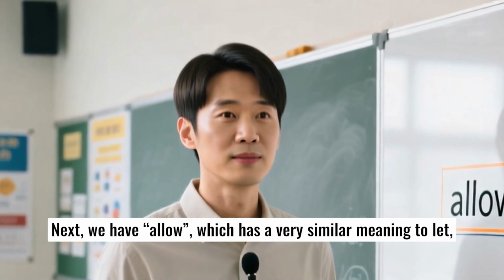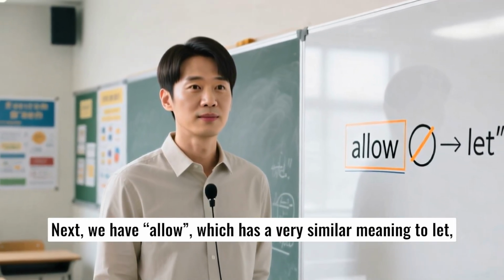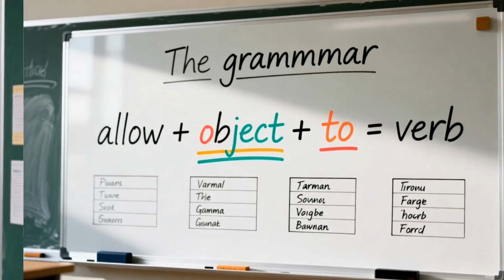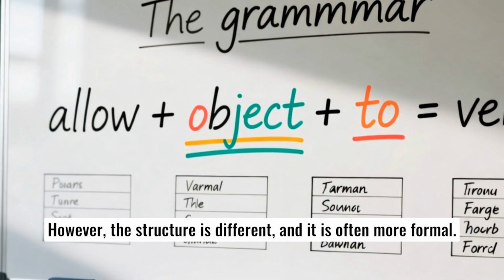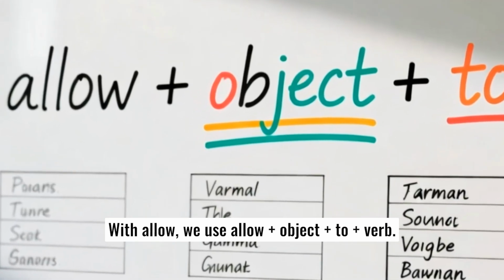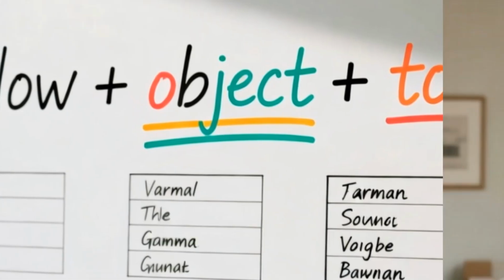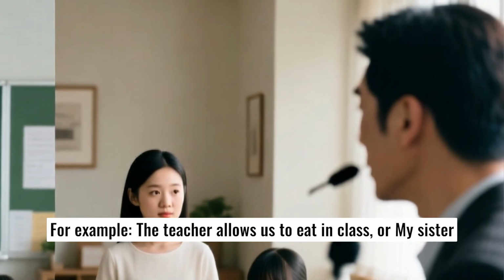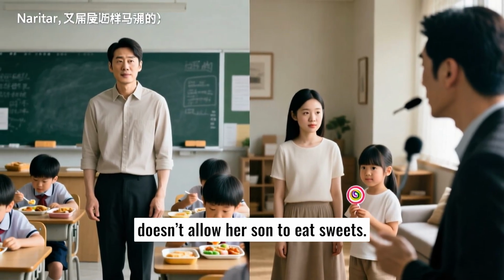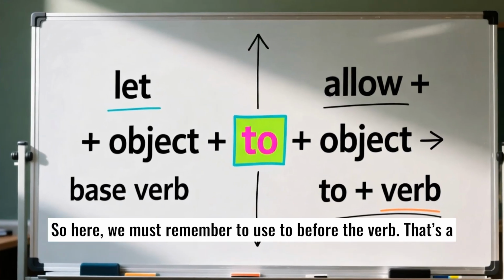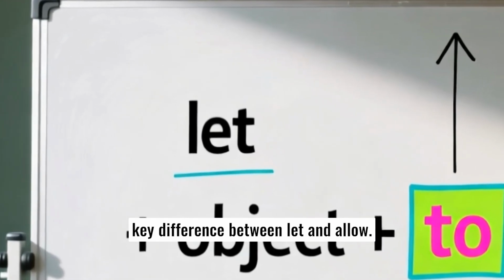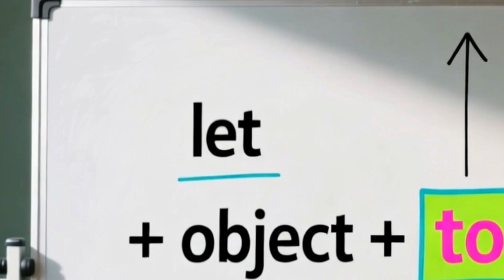Next, we have allow, which has a very similar meaning to let because it is also used for permission. However, the structure is different, and it is often more formal. With allow, we use allow plus object plus to plus verb. For example, the teacher allows us to eat in class, or my sister doesn't allow her son to eat sweets. So here, we must remember to use to before the verb. That's a key difference between let and allow.